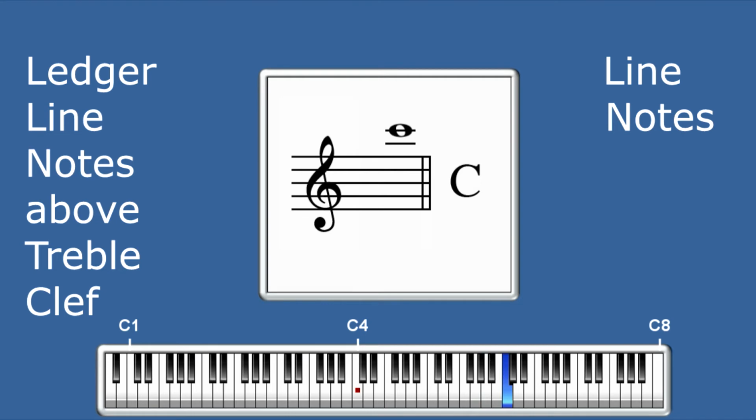There is C, ledger line notes, E6, and G6. One more time. A5, C6, E6, G6.